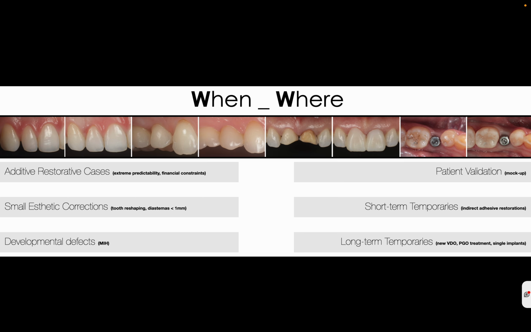About mock-up, you can do this technique just for a mock-up or for long-term temporaries, because it's the best material in the world just to polish, better than a bisacryl. And also in short-term temporaries. Why? Because this material is so strong and it can be more stable in the mouth compared with soft resin temporaries.